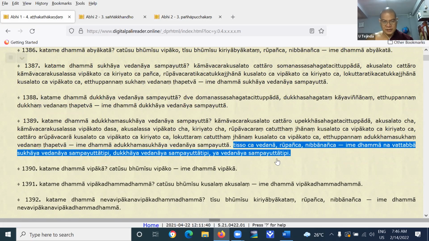ya vedanaya samyutta tipi. What is ya vedanaya? Adukkha asukhaya vedana samyutta tipi. Here the full words are not mentioned. So this Tissoja Vedana, Rupancha Nibbanacha is mentioned in the Dhamma Sangani. You see Dhamma Sangani. That's why we also should not forget Dhamma Sangani.